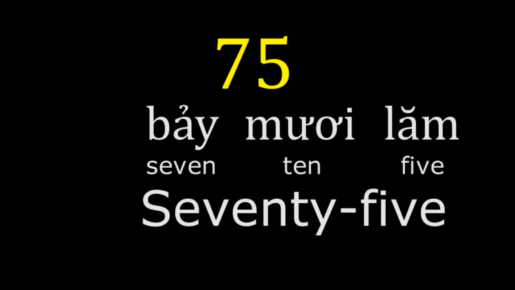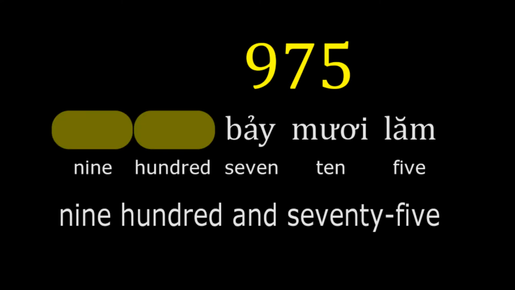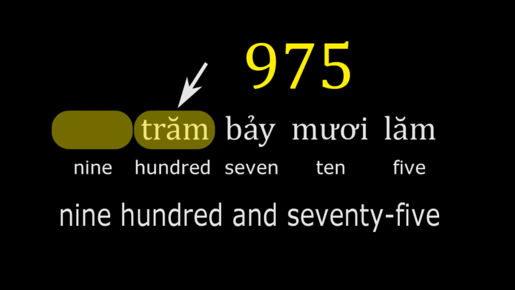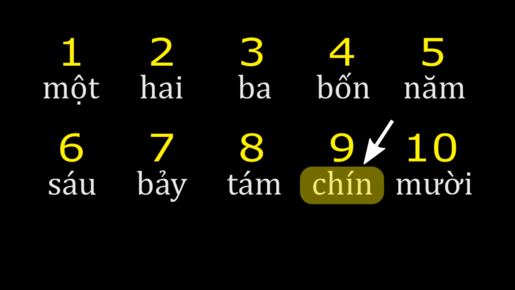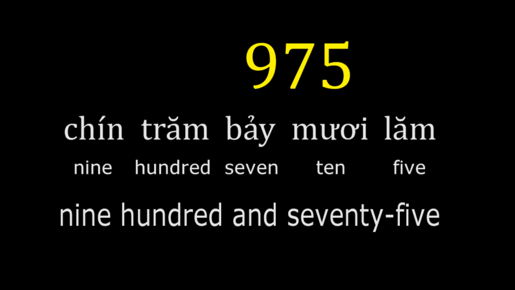Let's do another exercise. We have done the exercise of saying 75. Now let's do 975. Let me shrink it a little bit to make room for 900. Hundred is jam. Transcribe it here. 9 is jin. Transcribe it here. 975.